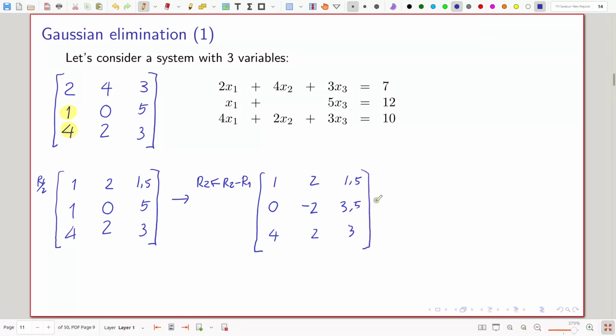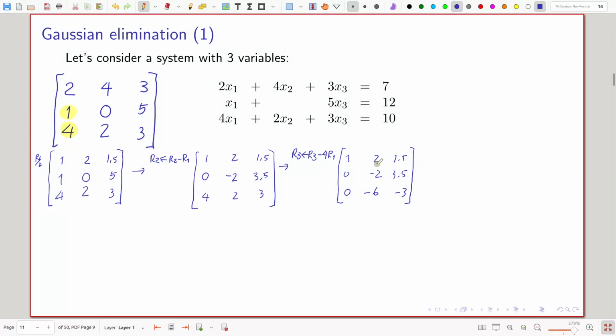And then the next step is I multiply the first row by 4 and subtract it. So I get row 3 to be row 3 minus 4 r1. The first row remains the same, the second row remains the same, and the third row becomes 0, and then I multiply this by 4, right? So I get 8, so this is minus 6, and this is 6 as well, so this is minus 3.